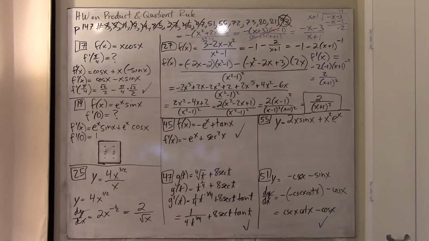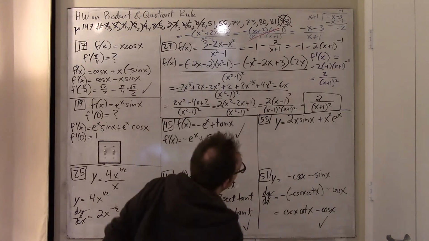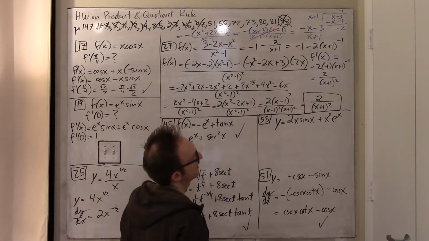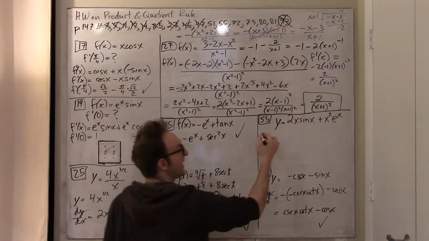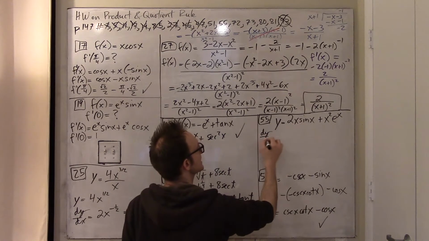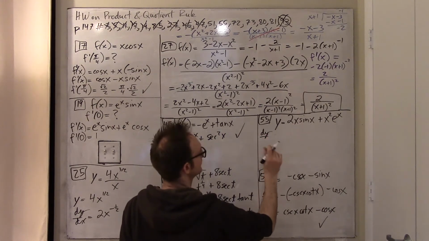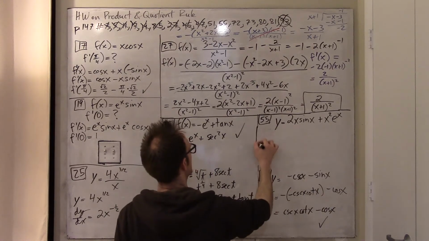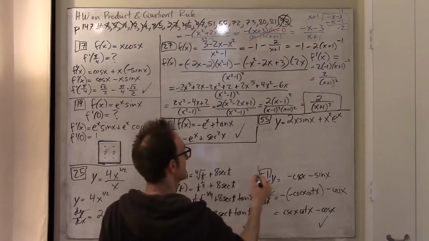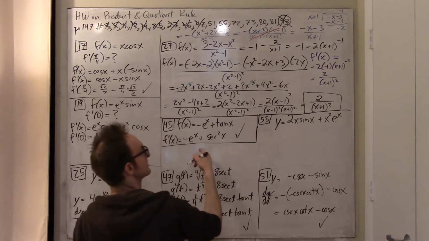And finally, 55 seems to be just a little bit of a drag. They basically just want me to do two product rule problems. So let's see if I can squeeze this in here. Maybe I even want to plan. Yeah, let's do it like this. So now we have all the space we need.